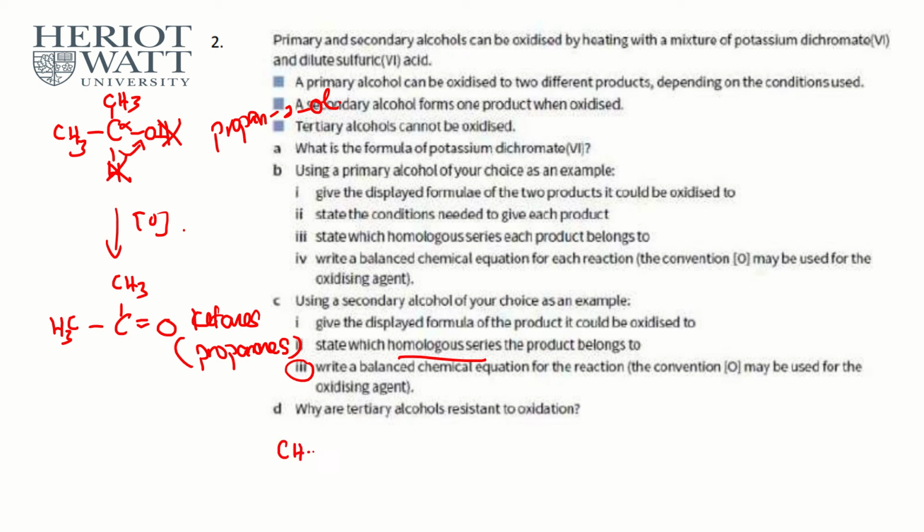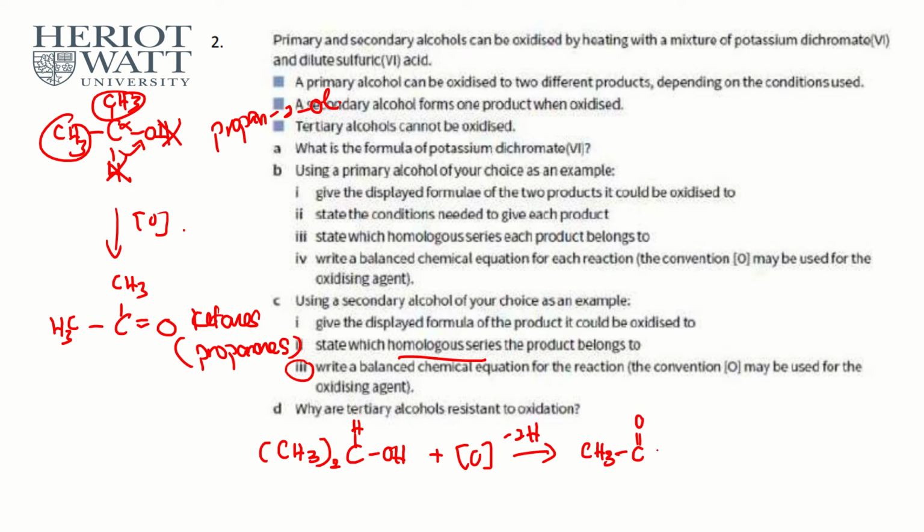So you have CH3, because I have two CH3 attached to the same carbon, I can write it in such a way, bracket 2, and then CHOH. You can do it that way if you want, and then plus square bracket O. Then we're going to remove two hydrogens, minus two hydrogen, and then you will get the resulting ketone, CH3, C double bond O, CH3, plus what? You have oxygen, you have two hydrogens, so there you go, you get H2O. So this is the balanced equation that they want for part 3.